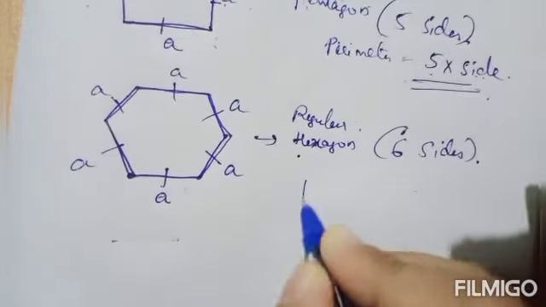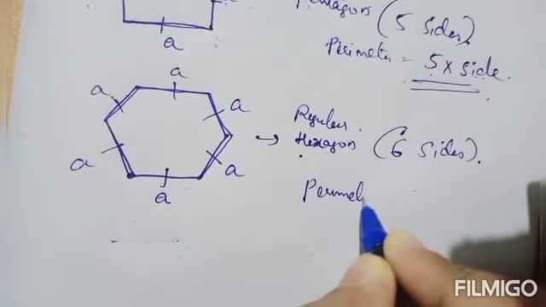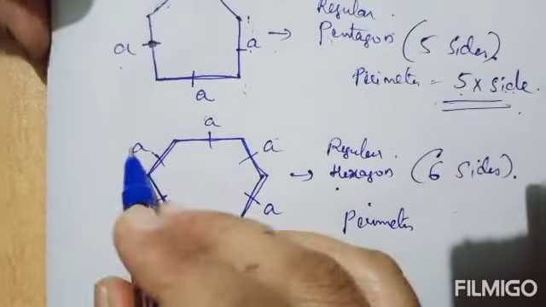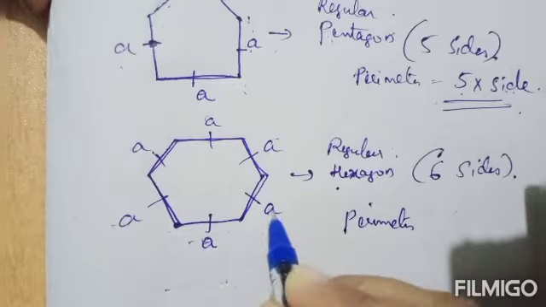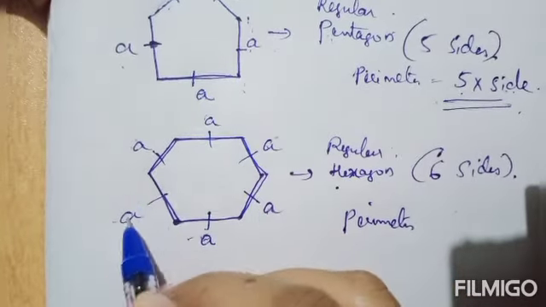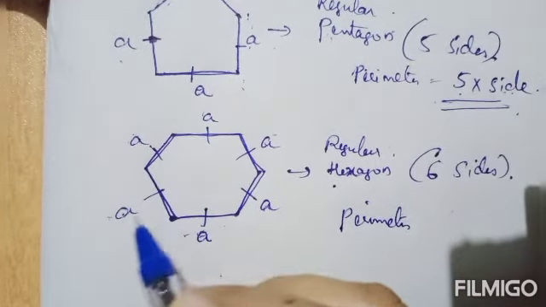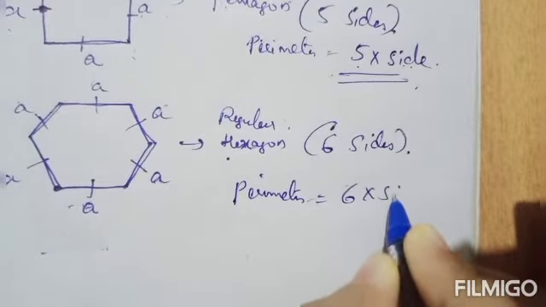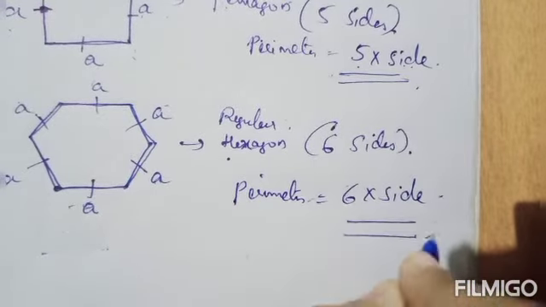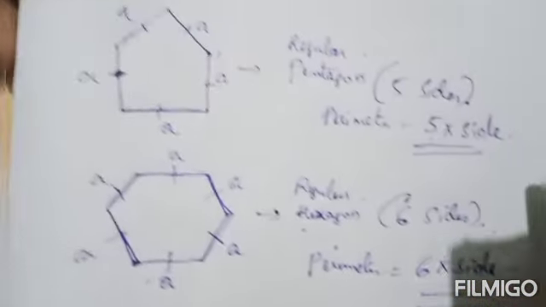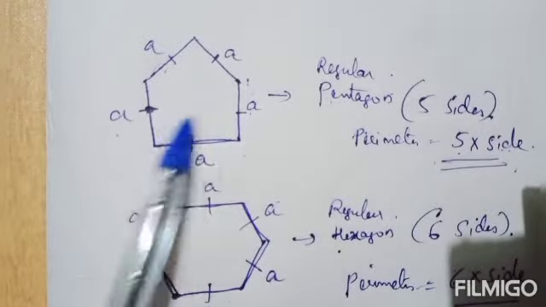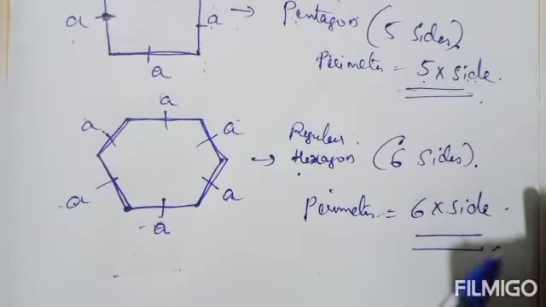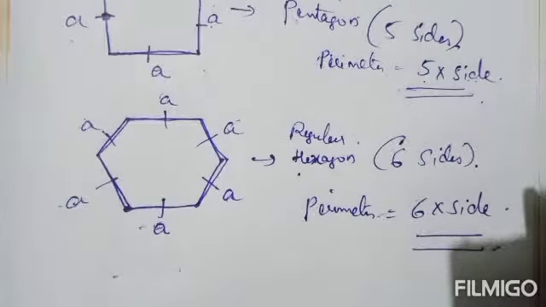Okay. So perimeter of regular hexagon, how can you find? 6 times A. A plus A plus A plus A plus A plus A. That is 6 into A you will get. That is perimeter of regular hexagon. It is 6 into side. Okay. Perimeter of regular pentagon, it is 5 into side. Perimeter of regular hexagon, it is 6 into side. Okay. These formulas you should know.